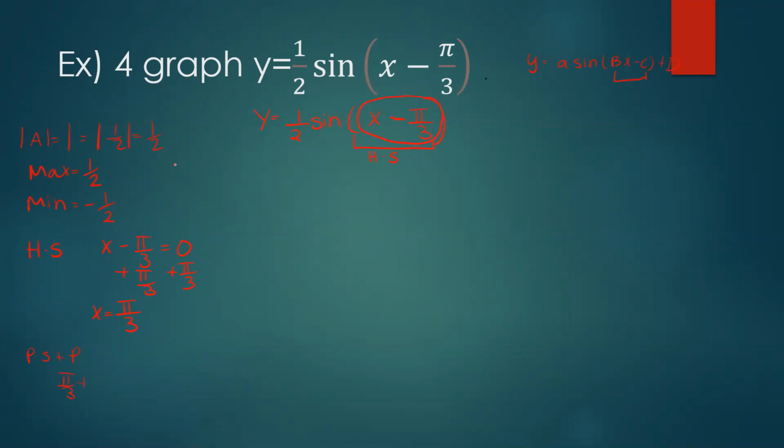Oops, let's not forget our period. So what's our period? Our period is 2 pi over b. So it's 2 pi, and then what's my b? It's the number in front of x, so it's still 1, right? So that's why our period is 2 pi. So to find the first starting point, you do the phase shift plus the period. So the phase shift is pi over 3 plus my period, which is 2 pi.